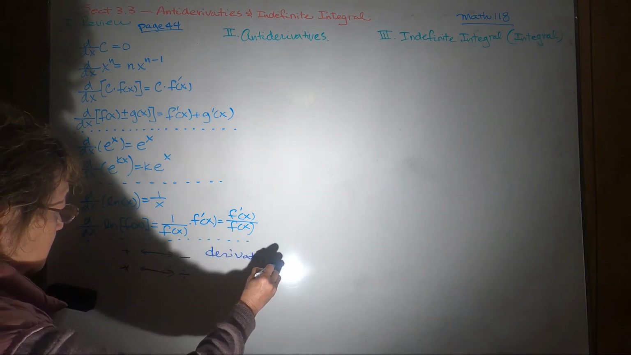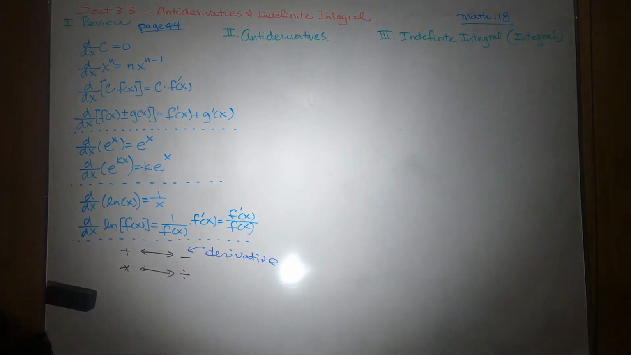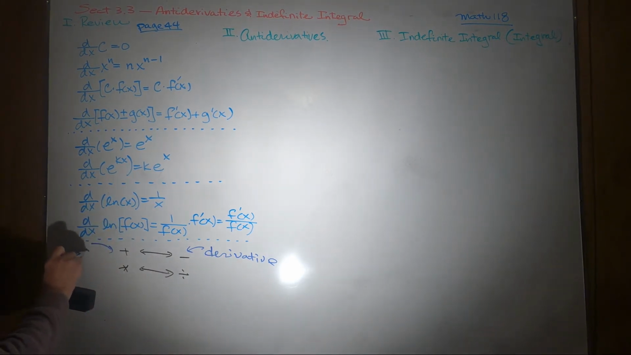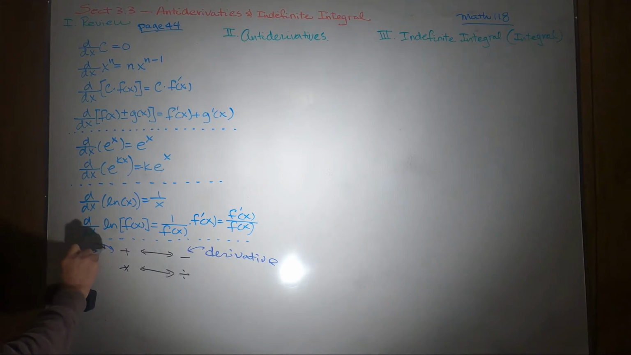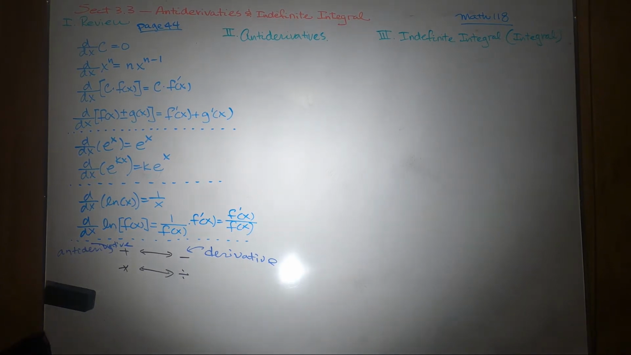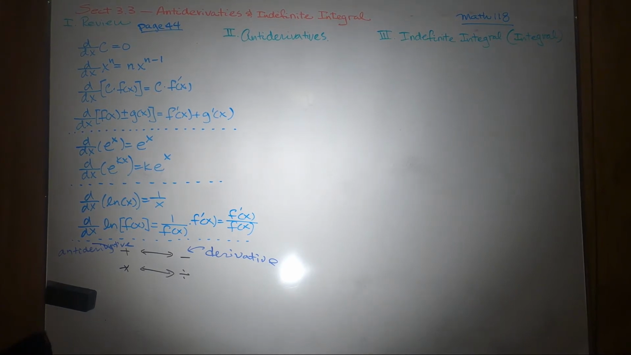Okay, so the skills used in calculus: derivatives are like subtraction. It's reducing, making things smaller. Then the opposite of derivatives, we call it antiderivative. It's like addition. You keep adding things. So it's two opposite skills. Okay, so that's how we calculate.